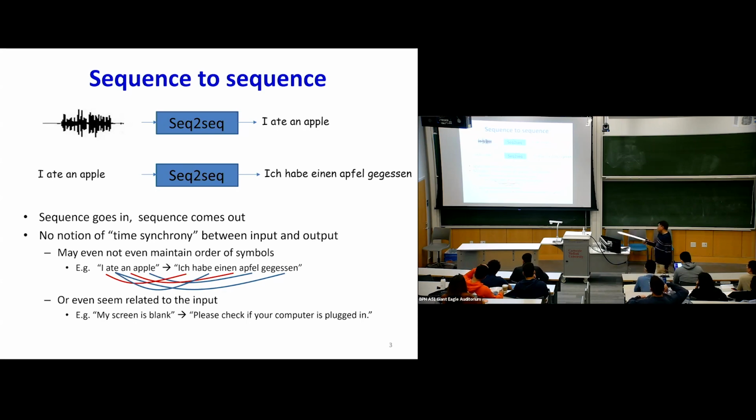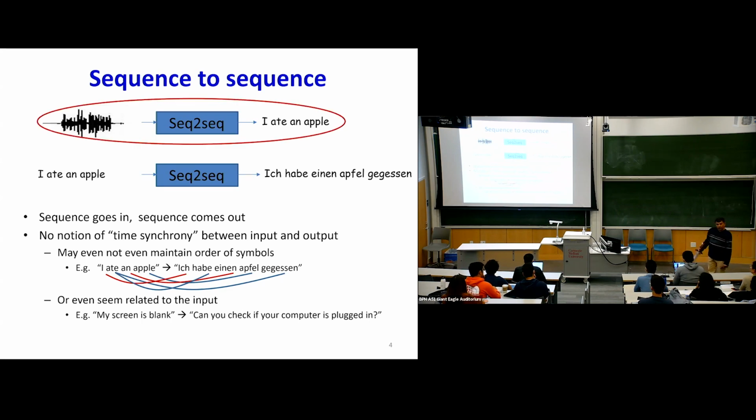Or even, in fact, the output may not even seem related to the input. For example, if you had a dialogue system and you said, my screen is blank, the response may be, please check if your computer is plugged in. There's no apparent relationship between the two. So these are all different kinds of scenarios. We are, of course, looking at the first one. That's what we were looking at in the last class. That's what we're going to continue looking at in today's class as well.